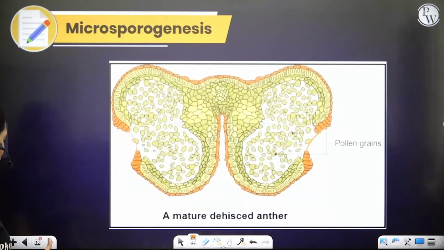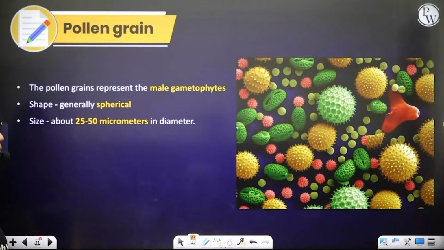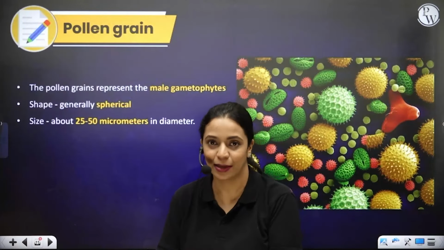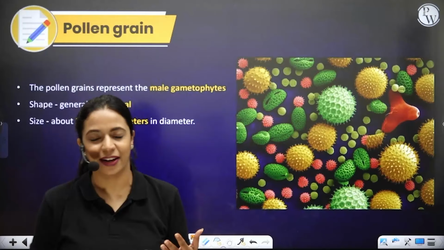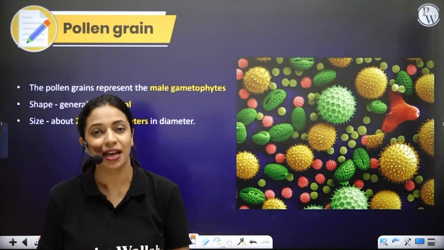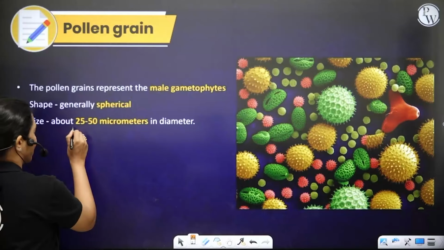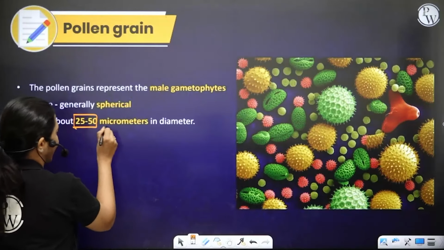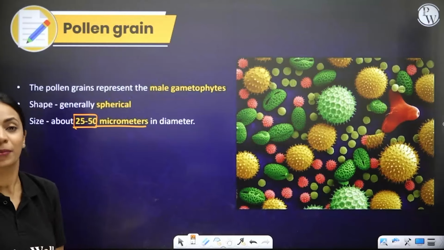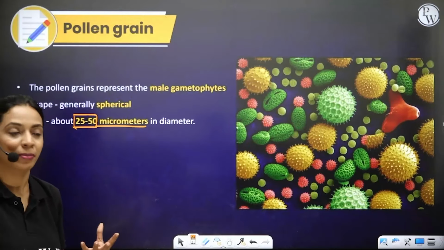Okay, now let's talk about pollen grains. Pollen grains are usually microscopic. You do not see them and their structure with your naked eyes because they are extremely tiny. Talking about their size, they measure between 25 to 50 micrometers, microns in diameter. They're that tiny. You can see them under the microscope. They come in so many different colors and ornamentations.